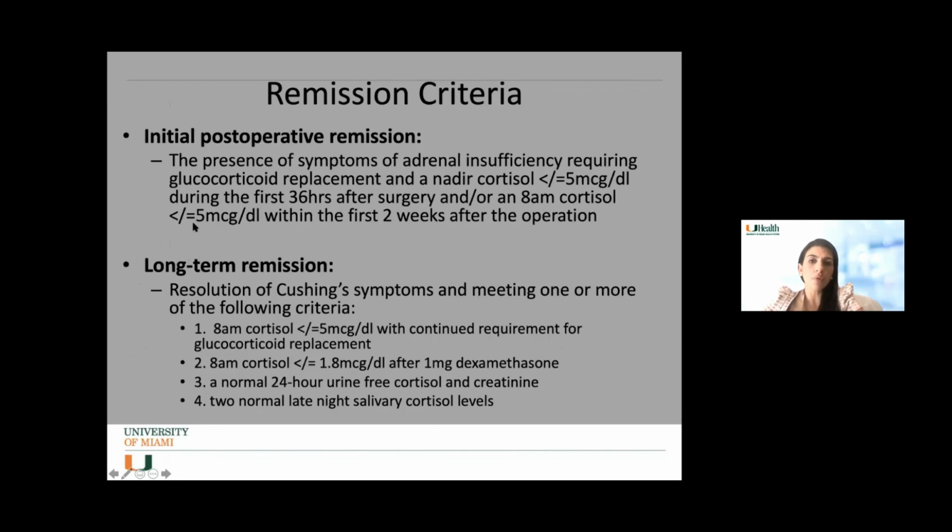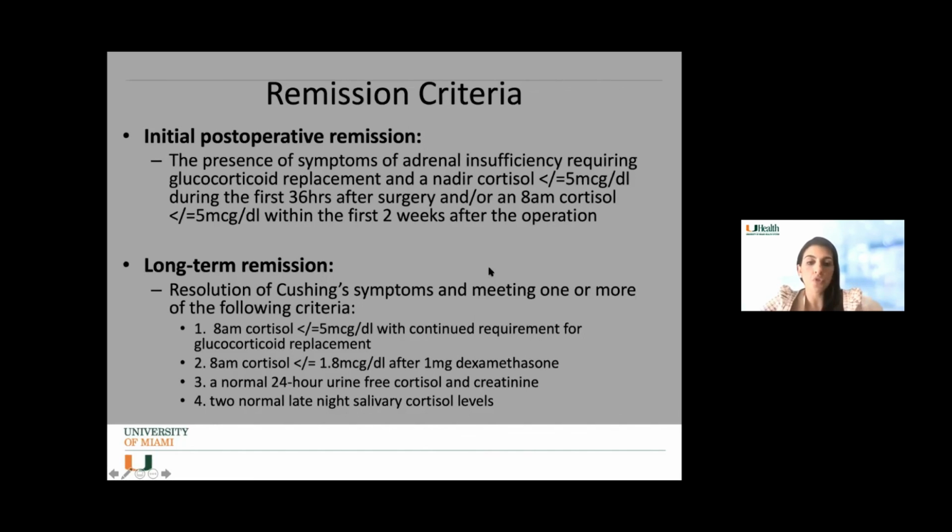So what's our remission criteria for Cushing's disease? Essentially, in initial postoperative remission, you're talking about a nadir cortisol of less than 5 or less than 3, like I talked about, during the first 36 to 48 hours after surgery, or an 8 a.m. cortisol less than 5 within the first 2 weeks, right? But that's not enough. The important thing here really is long-term control again.